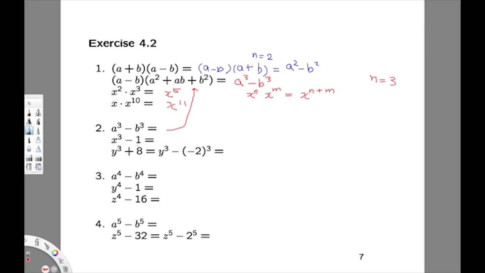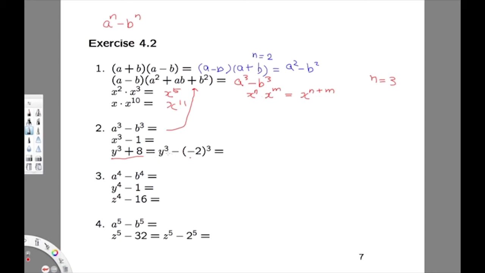Okay? And the x cubed minus 1, you can get that. But this type of thing is a little bit difficult. Okay? Because the y cubed plus 8 doesn't look like a^n minus b^n, because this plus is replaced by minus. But if you consider this as y cubed minus 2 cubed, then minus 2 cubed becomes minus 8, and minus 8 becomes plus 8.